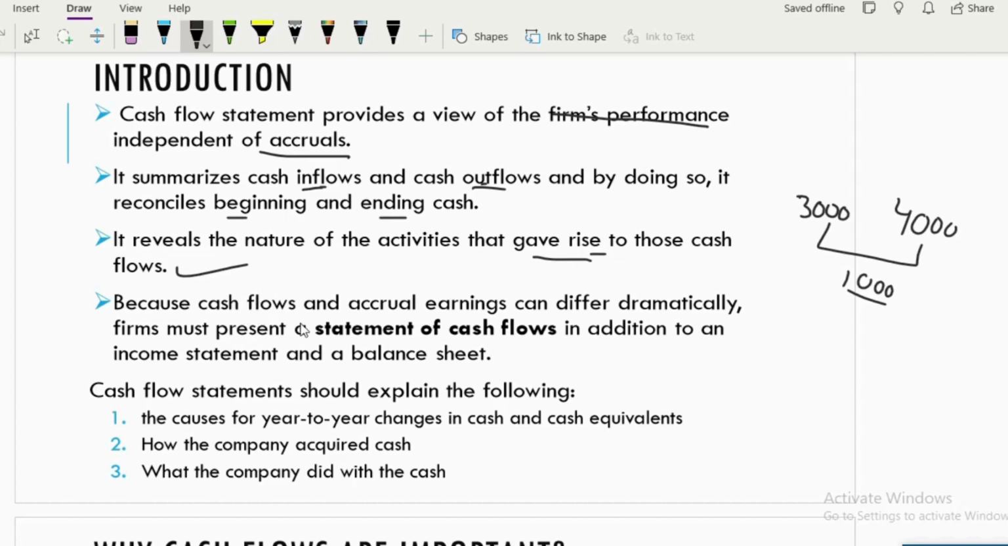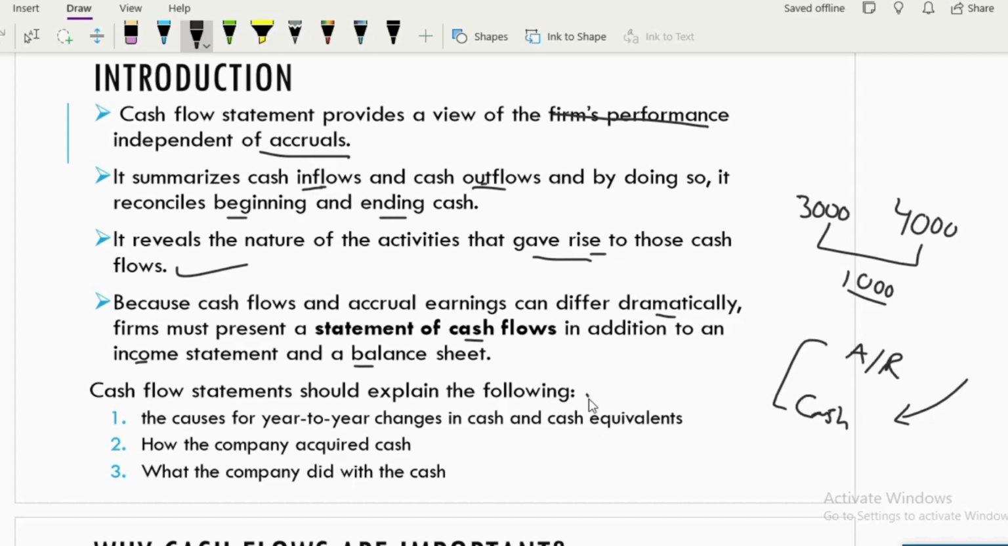Then, because cash flow and accrual earnings can differ dramatically, let's suppose a company makes sales on a credit basis, so it will have accounts receivable. Let's suppose its whole business is on credit, it never gets sales on a cash basis, so there will be a lot of difference in the position of cash because of these accrual-based dealings. That's why the statement of cash flow is needed, and companies should report it along with the income statement and balance sheet.